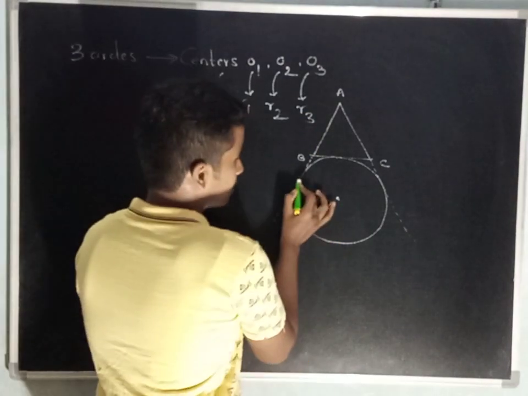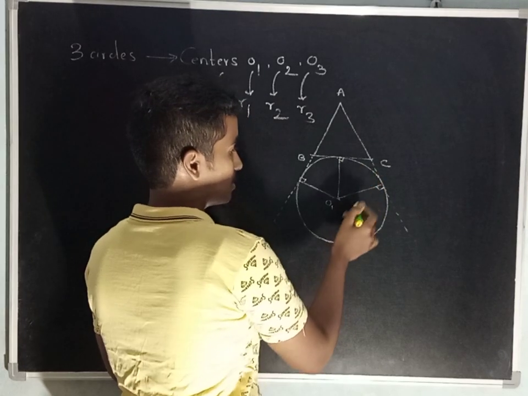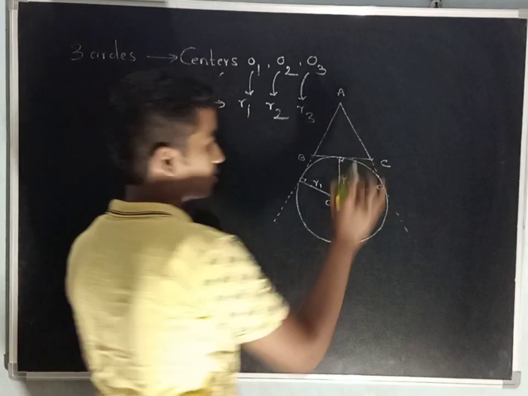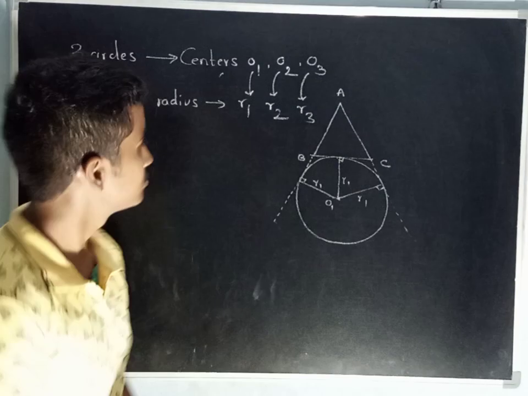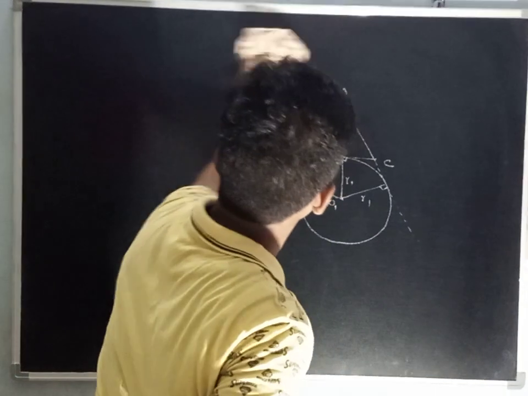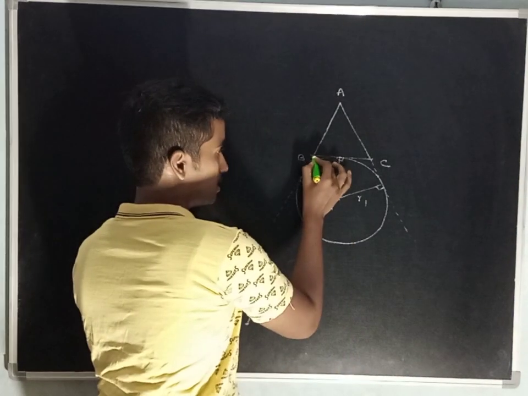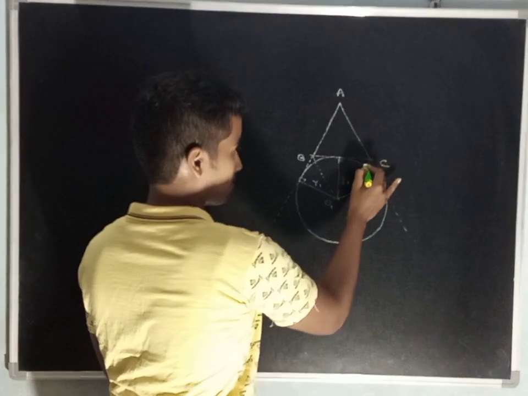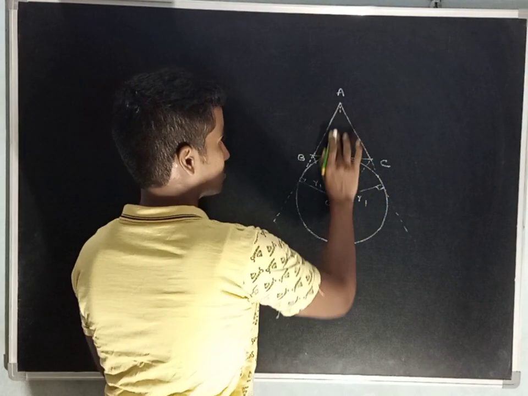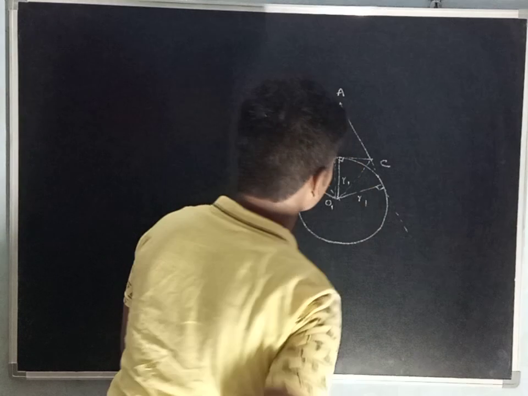It means, let me draw like this. These radius lines are perpendicular to the tangents, right? Here it is R1, R1, R1. Okay? This is a small statement. Let me join these two vertices like this. That means three vertices to the center of the circle. Right?